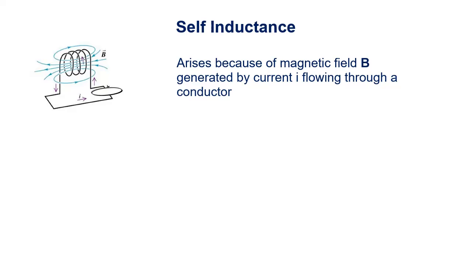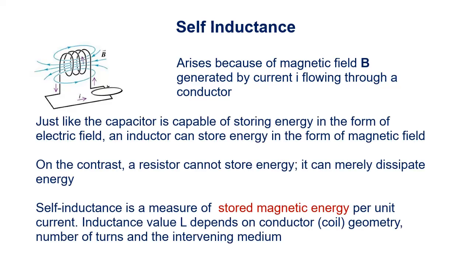Self-inductance arises because of magnetic field generated by current flowing through a conductor. Just like the capacitor is capable of storing energy in the form of electric field, an inductor can store energy in the form of magnetic field. In contrast, a resistor cannot store energy, it can merely dissipate energy. Self-inductance is a measure of stored magnetic energy per unit current. Inductance value depends on conductor geometry, number of turns and the intervening medium.